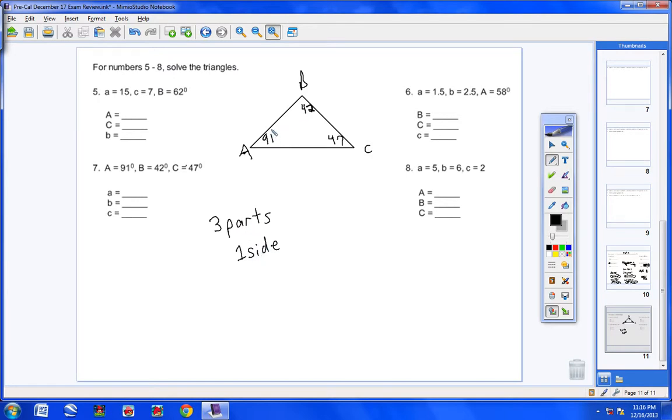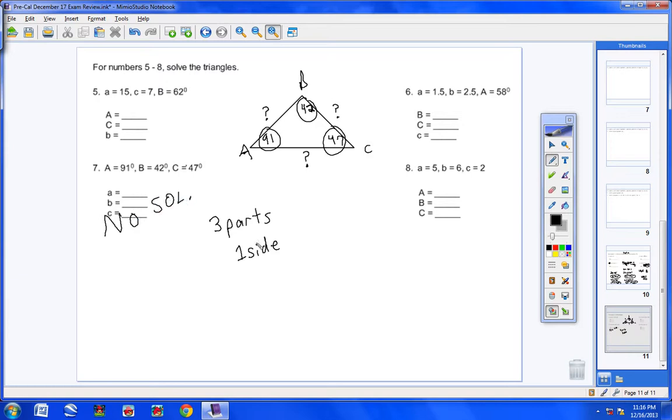Well, look, we have 3 angles. We do not know the length of this side. We do not know the length of this side. And we do not know the length of this side. No solution, or cannot be done.